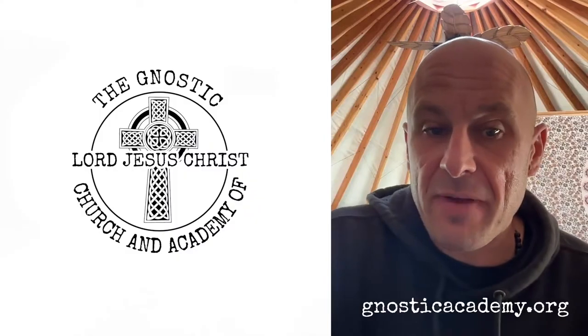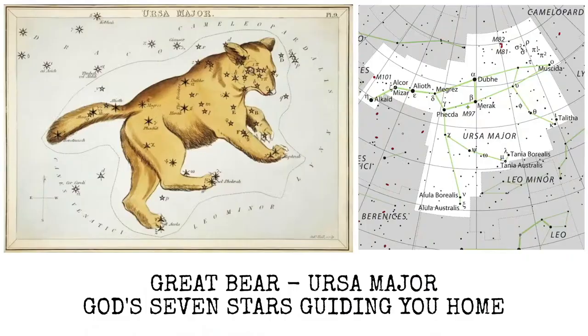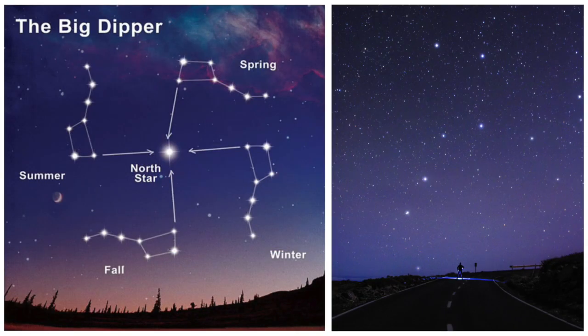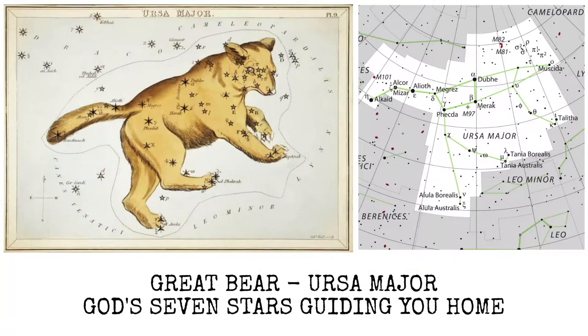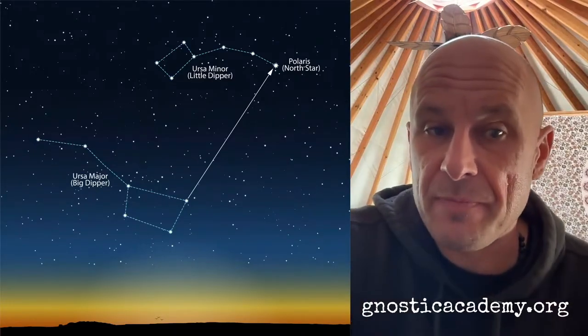Well, one of the ways that we can find it is with one of the constellations that everybody knows. That is the Big Dipper, or what's known as Ursa Major, the Great Bear. Most people can just see the trough or the ladle, the big spoon. We can also see those 7 stars, God's 7 stars, that guide us home to that center point in the middle of the whole thing. So if we want to go out and find north, how do we do that? We find that with the Big Dipper, okay?